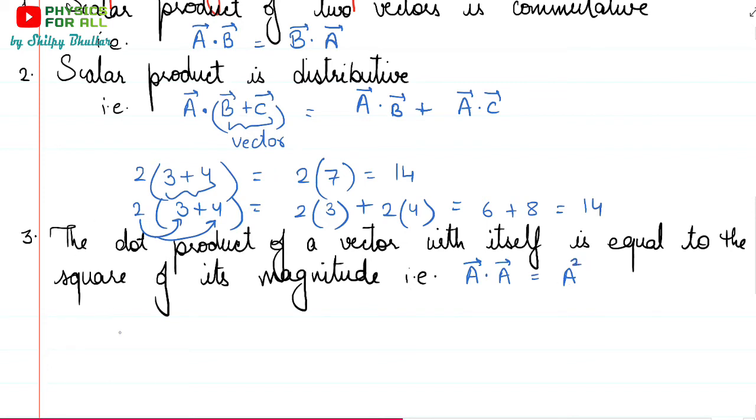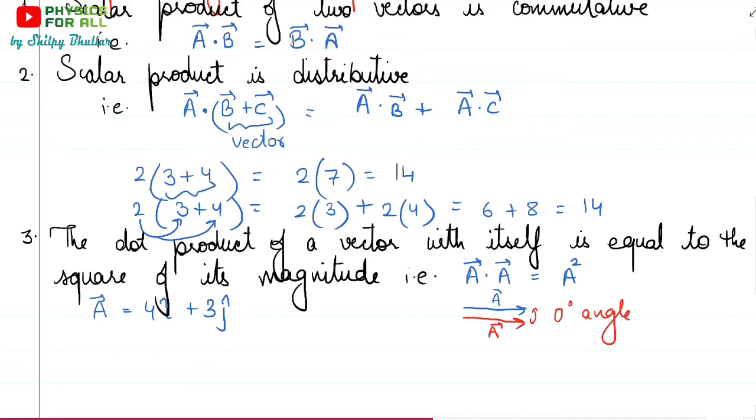Let's see how. Suppose vector A is 4i cap plus 3j cap. Now we have to take the dot product of the vector with itself. So if we superimpose, that means we take another vector A, but both vectors are of the same nature. They have the same magnitude and the same direction. I'm considering the same vector. So what will be the angle between these two vectors? 0 degree, because we are considering the same vector.